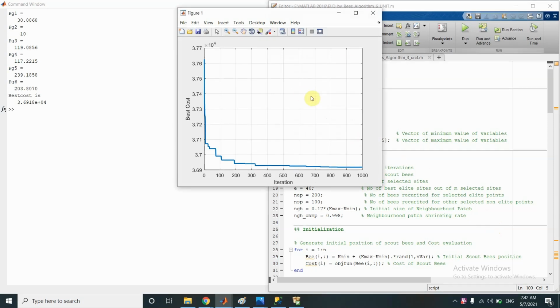So this is the output of our algorithm. The best cost value found is 36,918, and this is the convergence characteristic graph of our algorithm. We can clearly see that the algorithm, after each iteration, tries to find the minimum and minimum value.